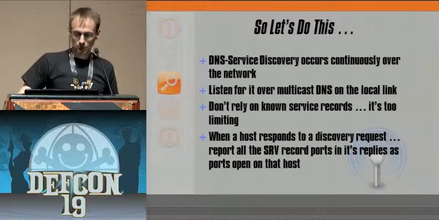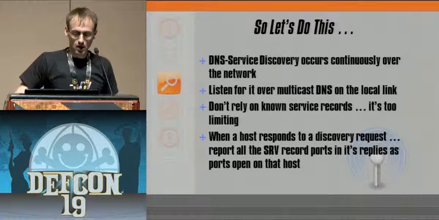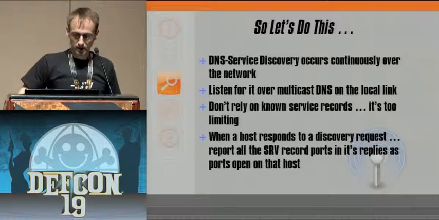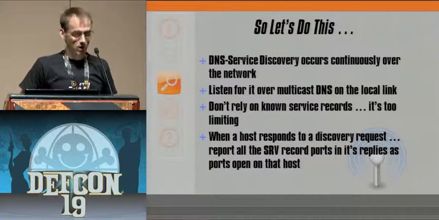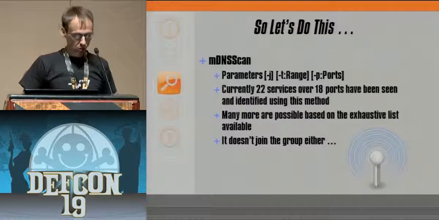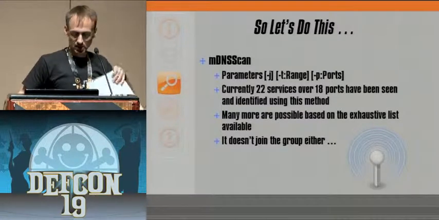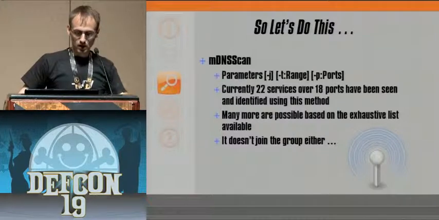So listen for it over multicast DNS, the DNS service discovery traffic. Don't rely on known service records. It's a very long list. It's too limiting. When a host responds to a discovery request, report all of the SRV or service record ports in its replies as ports open on that host. Okay? So, I'm still excited and coding late into the night, and I create MDNS scan.